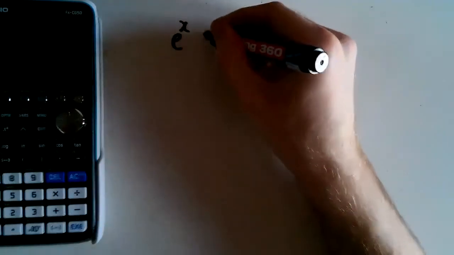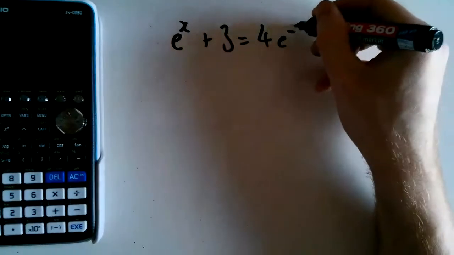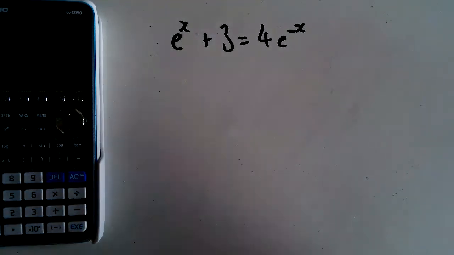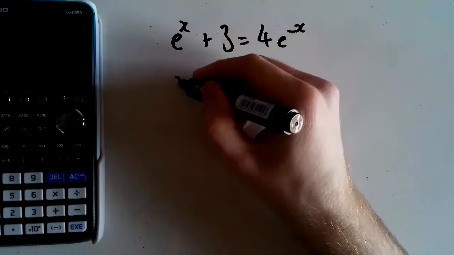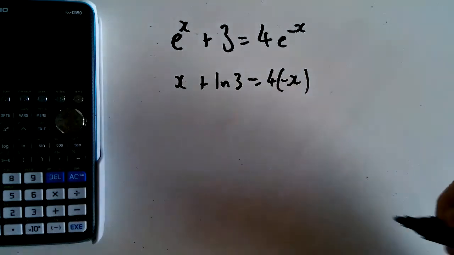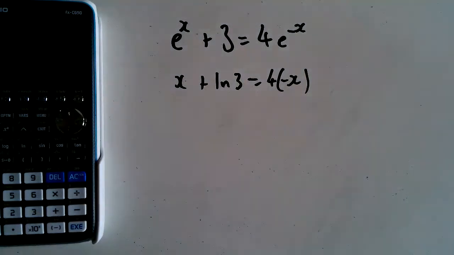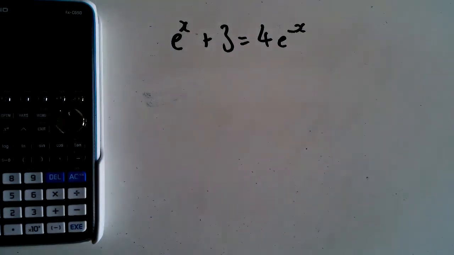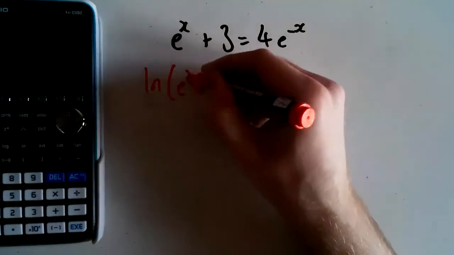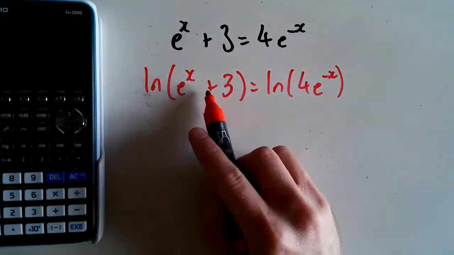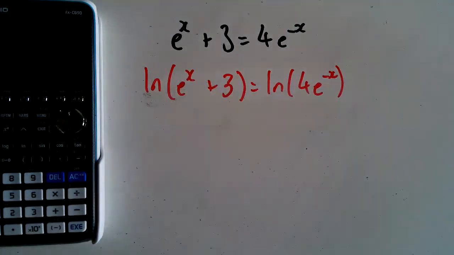Third one, solve e to the x plus 3 equals 4 e to the minus x. Okay, do not use ln's. I can imagine some of you might think, right, if I do ln, I'll get x plus ln 3 is ln 4 minus x. However, we can't do that. If you want to use ln's, which is mathematically correct, but it's not going to help, you can do ln of this side equals ln of this side. However, there's no rule for having a plus inside an ln, so there's nothing I can do with that left-hand side.